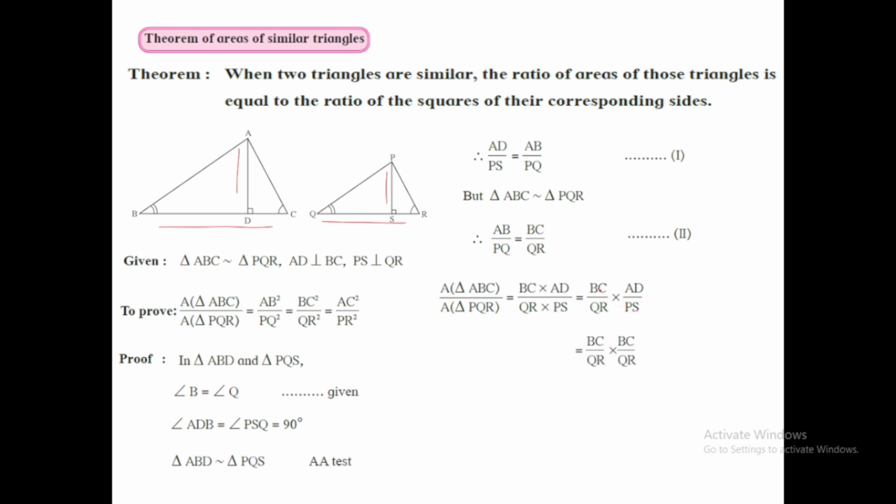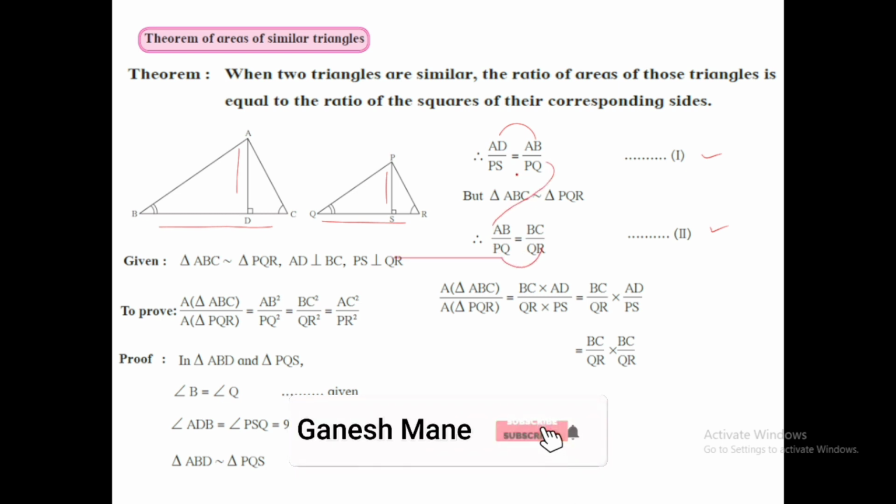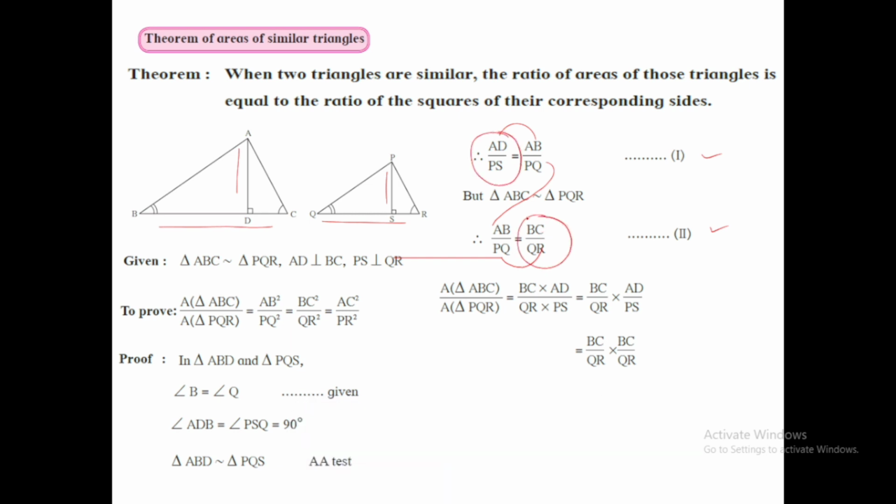Now to the next step, the first ratio would be BC by QR as it is, and instead of AD by PS we can write BC by QR. Now why is this so? Because of equation number 1 and equation number 2. Let's see how. AD divided by PS is equal to AB divided by PQ, and AB divided by PQ is equal to BC divided by QR. That's why we can say that AD divided by PS must be equal to BC divided by QR. So from equations 1 and 2, instead of AD divided by PS, we can write BC divided by QR. And to the next step, we have BC divided by QR into BC divided by QR, that equals BC square divided by QR square.